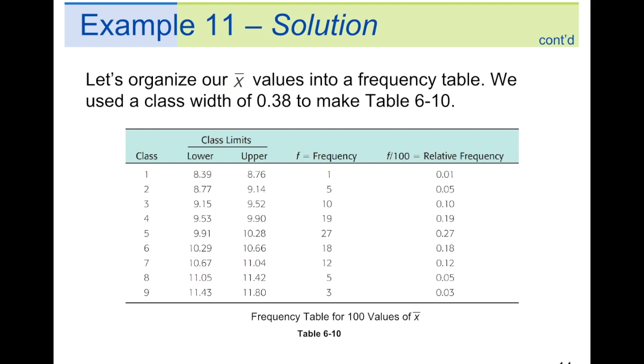So if you remember back from chapter 2 of frequency tables, we have our lower and upper limits, our frequency of how many fall in the class limits, and the relative frequency, so pretty much the frequency divided by 100, because there were 100 samples taken. So frequency divided by n, the number of samples, in this case is 100.